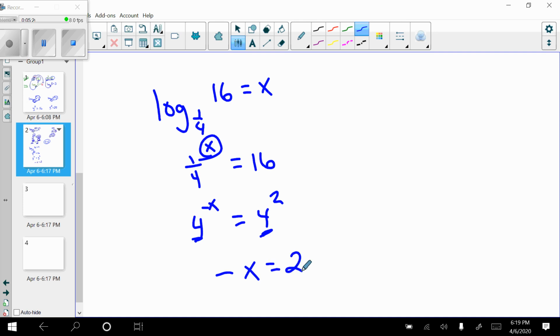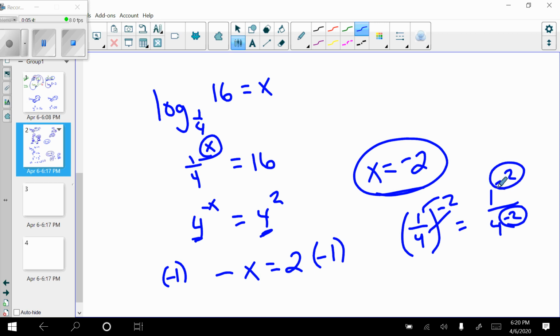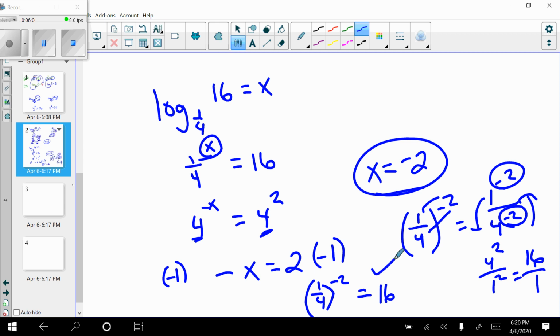Well, I don't want negative x, so multiply both sides by negative 1, and x has to be negative 2. And again, we've talked about this: if I had (1/4) to the negative 2, the exponent belongs to both, so that becomes 1 to the negative 2 over 4 to the negative 2. Anything with a negative exponent switches location, so the 1 comes down and the 4 goes up, and that becomes 4 squared over 1 squared, which is 16 over 1. So (1/4) to the negative 2 power does equal 16. That is correct. All right?